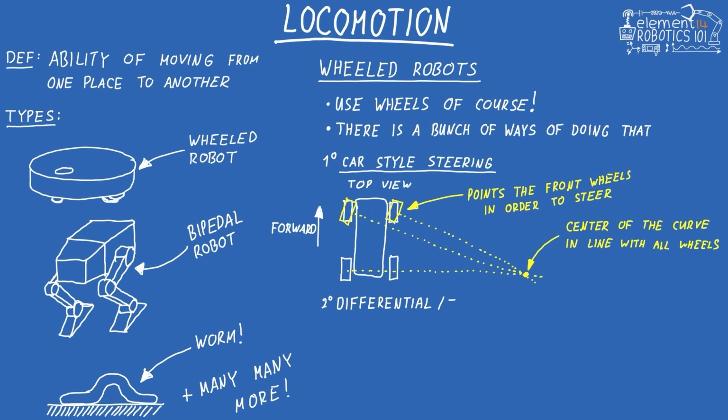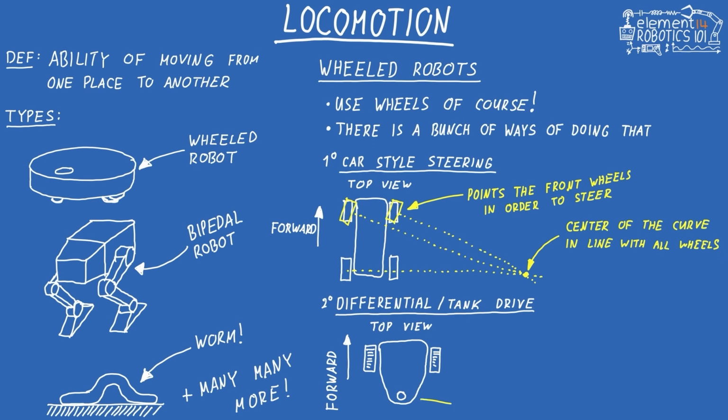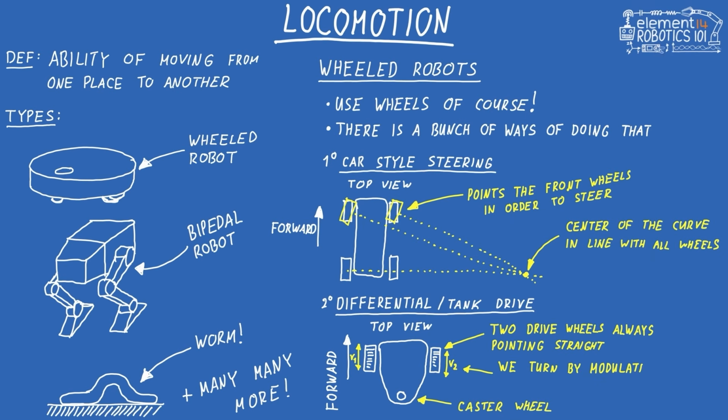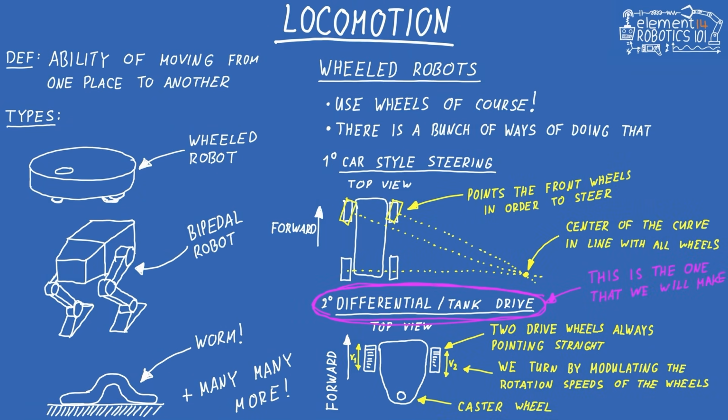Another option would be differential or tank drive. In this case the wheels are fixed, we can just play with their speed and direction, and in the back we have a caster wheel or something like that. Just by changing the speed of the wheels we can alter how the robot moves, whether it turns, whether it goes straight, and so on. And this is the type of robot that we're actually gonna make because it's the simplest of them all, since there is the minimal number of moving parts.